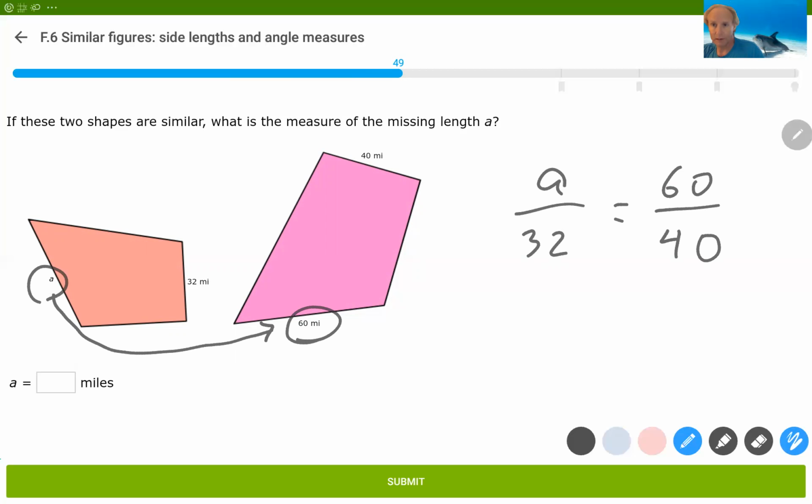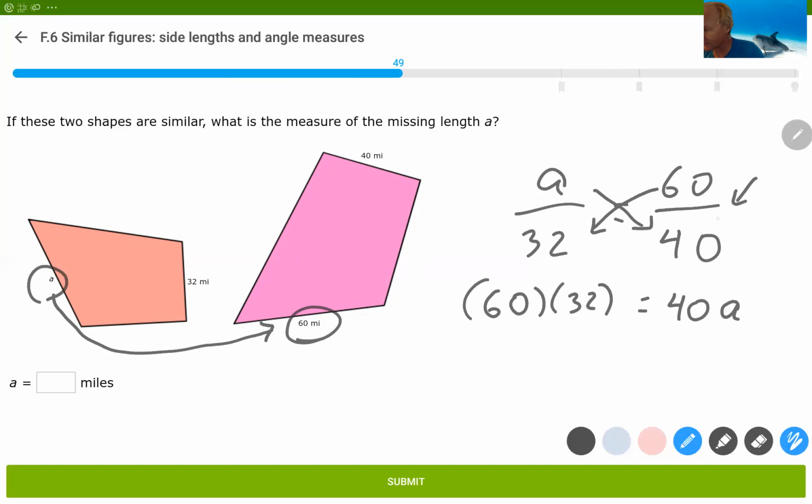Now, here's a little problem. A lot of people are going to just automatically cross multiply and divide. Instead of multiplying this out, I'm going to leave it as a product. In other words, I'm going to leave it like this. 60 times 32 is equal to 40a. Now, there's some other things I could have done. I could have simplified this particular fraction into 3 over 2, and it would have been a lot easier to solve my equation. The reason I left this as a product is so that I can do the following.